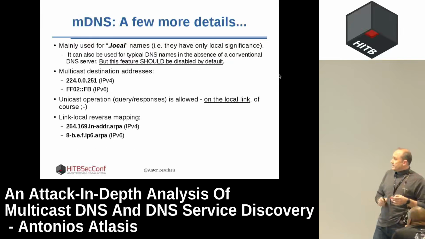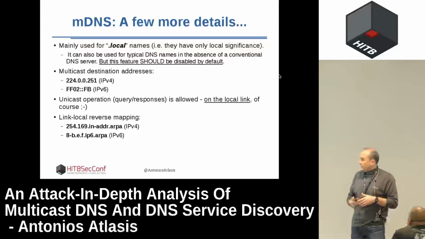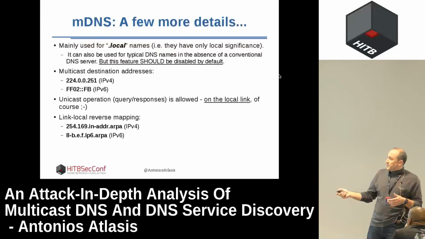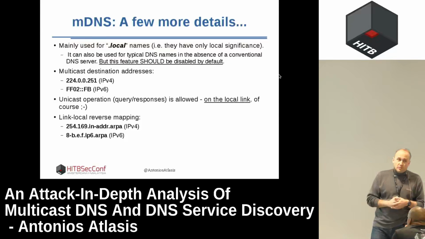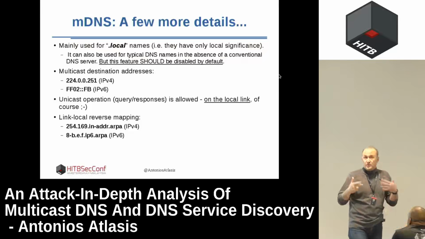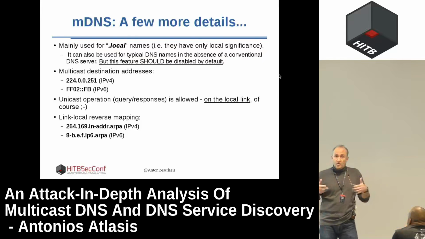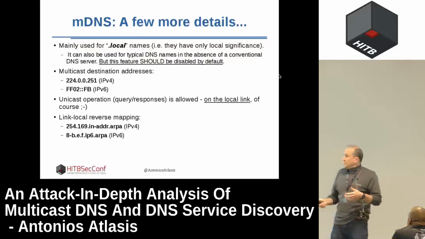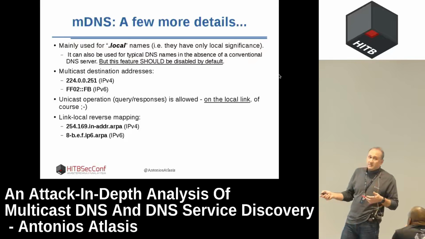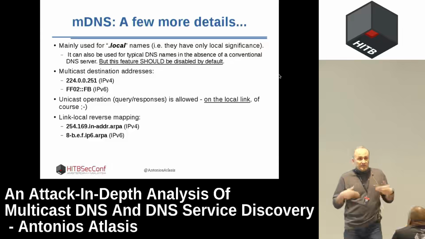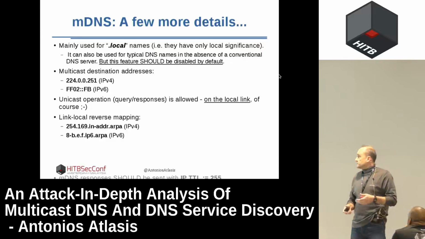Finally, except for the multicast addresses that I mentioned above, there are some specific link-local addresses used for reverse mapping. So if you have a name, since we want to perform host resolution using multicast DNS, there is this link-local reverse mapping which can be used in order to provide name resolution on the local link.